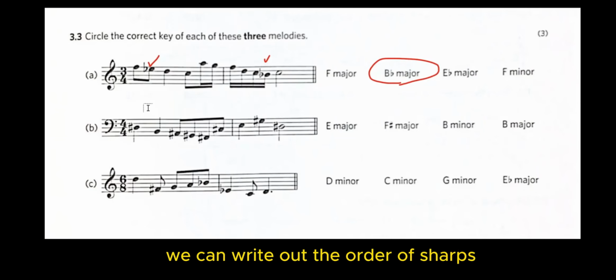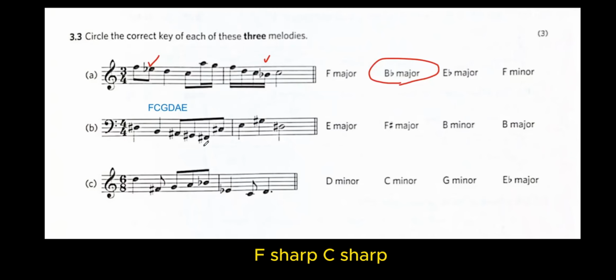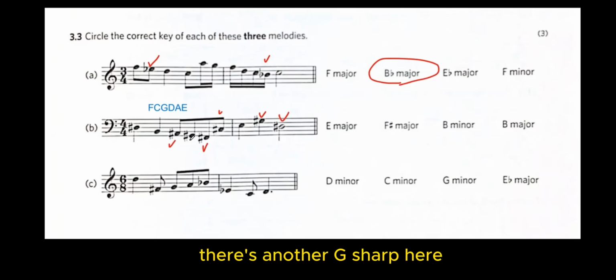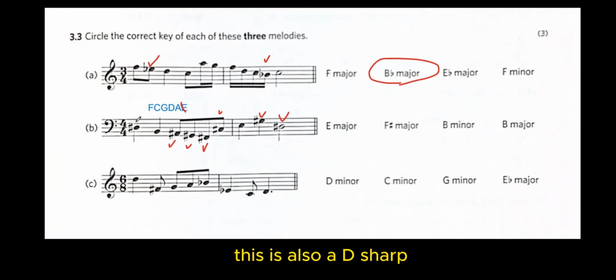B, we can write out the order of sharps so that we can check easily. F sharp, C sharp, G sharp, D sharp, A sharp. There's another G sharp here. A sharp, E sharp. This one, E, has no sharp. So we cancel this out and double check it again. This is also a D sharp. So we have 1, 2, 3, 4, 5 sharps. 5 sharps are B major.